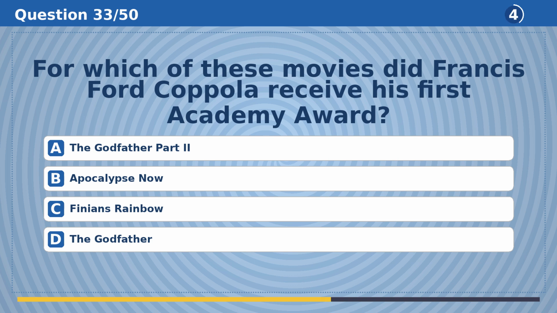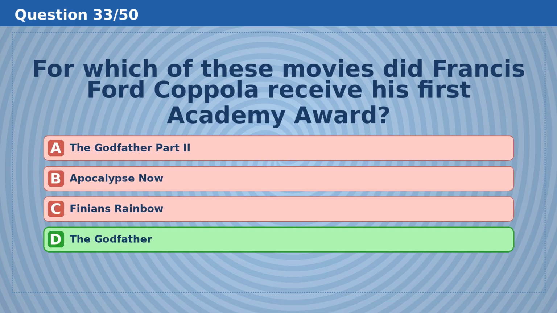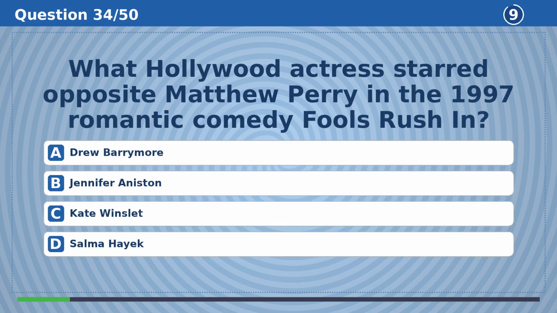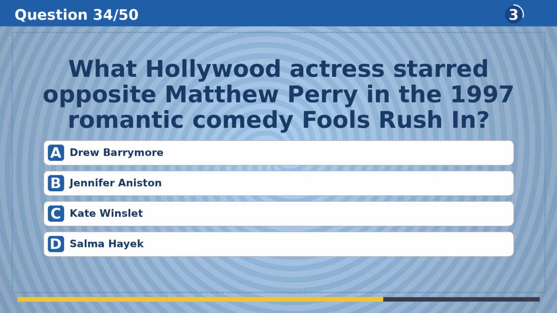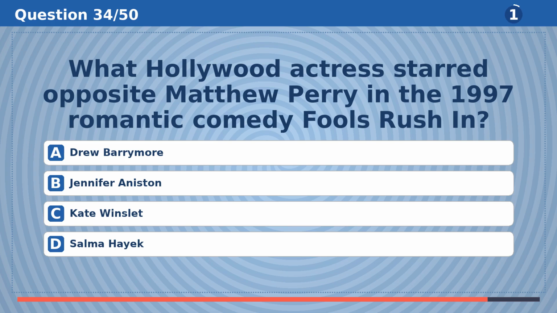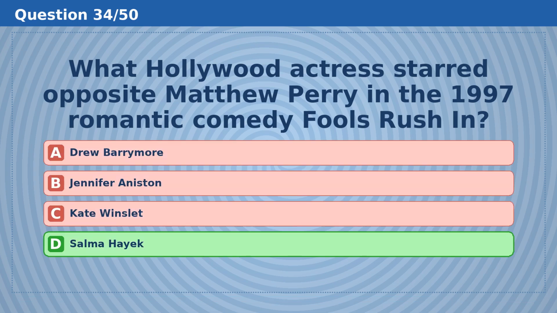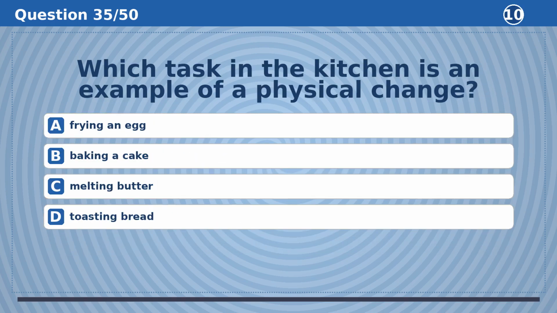For which of these movies did Francis Ford Coppola receive his first Academy Award? The answer is D, The Godfather. What Hollywood actress starred opposite Matthew Perry in the 1997 romantic comedy Fools Rush In? The answer is D, Salma Hayek.